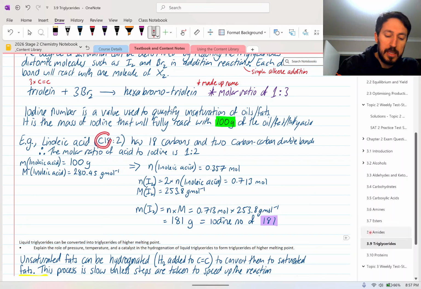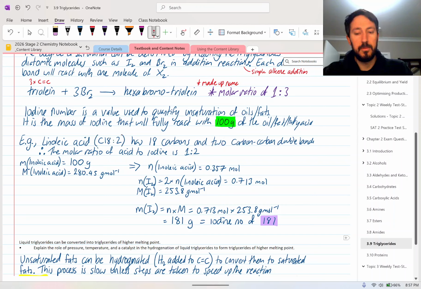It's called C18-2, and that means it's got 18 carbons and 2 carbon-carbon double bonds in it. So this means the molar ratio of the acid to iodine, when they fully react and fully undergo an addition reaction, will be 1 to 2. So 1 mole of linoleic acid will react with 2 moles of our diatomic molecule, in this case iodine.